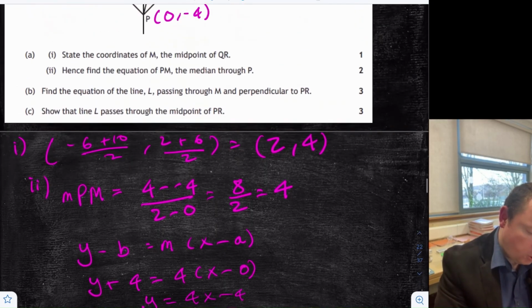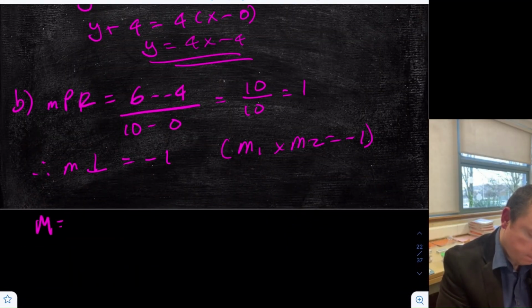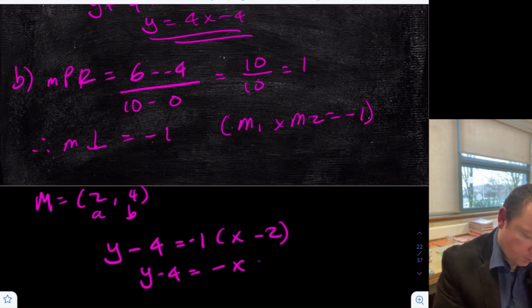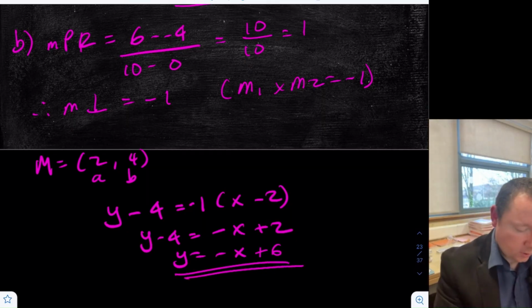And then the point we're using, it passes through M. Well, we know M's 2, 4. So that's our a and our b. So we've got y minus 4 equals minus 1 times x minus 2. y minus 4 is minus x plus 2, or y equals minus x plus 6. And that gives us our second equation.